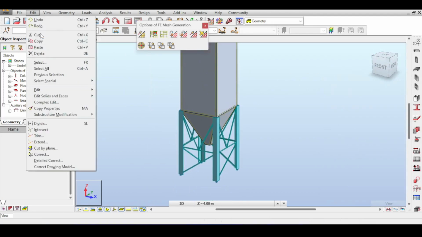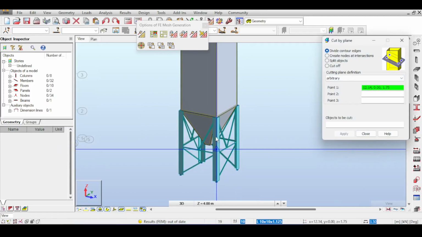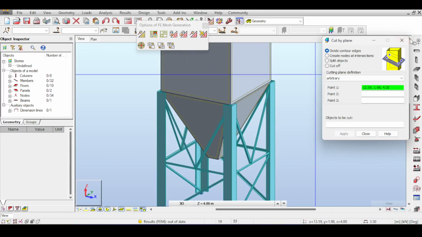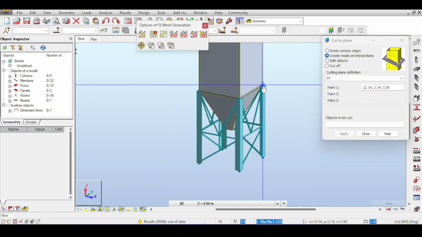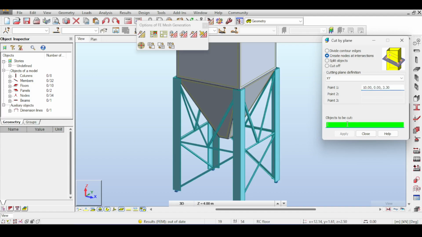What I'm gonna do is, you see in the edit menu, there's something called cut by plane. So you can cut the entire elements by a plane, and it will generate points for you. For example, you can make a plane that is XY, and you can create nodes at intersections. Let's say now I want to cut with a plane not at 3.5, but at 3.3, for example, so 20 centimeters.